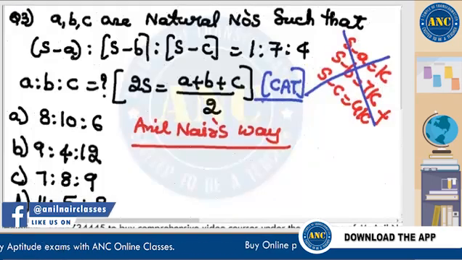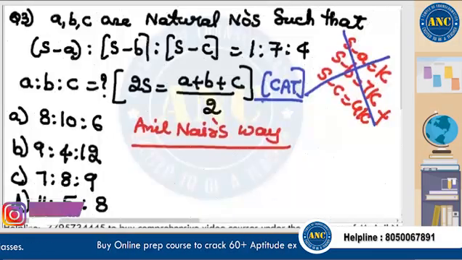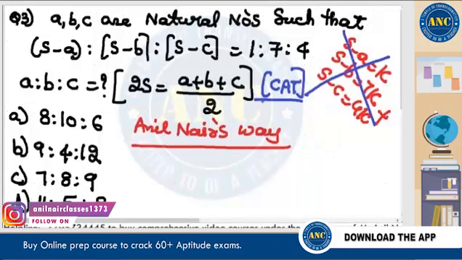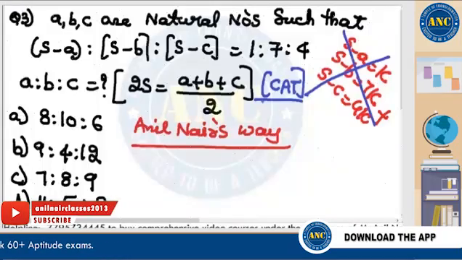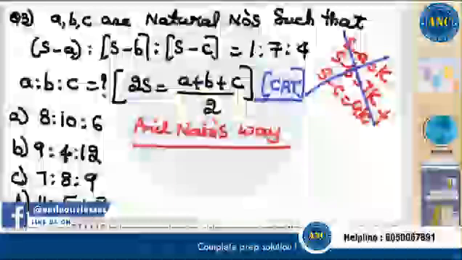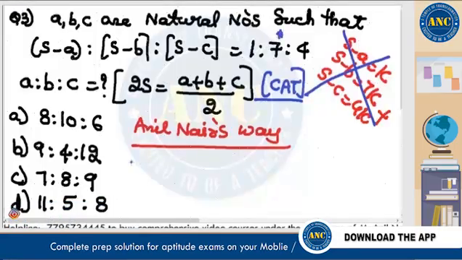Now, if this question is there, how I looked at this question is, first I will read the question. A, B, C are natural numbers such that S minus A, S minus B, S minus C ratio is 1:7:4. Find A is to B is to C. First observation. This is maximum.